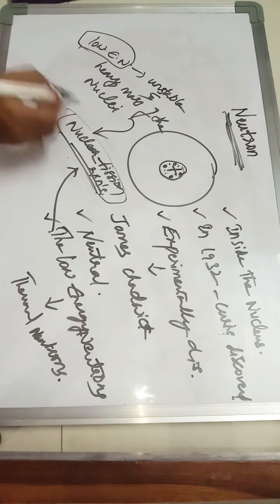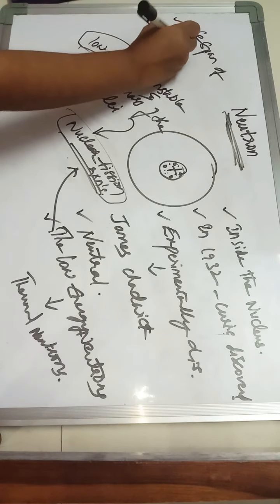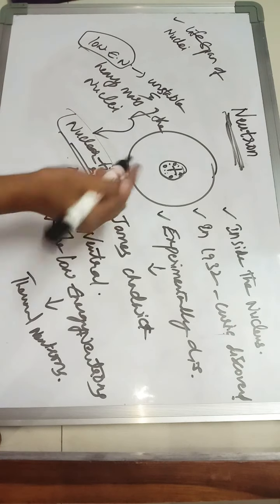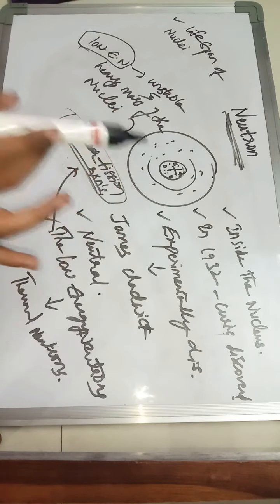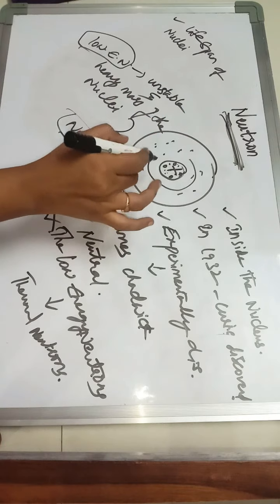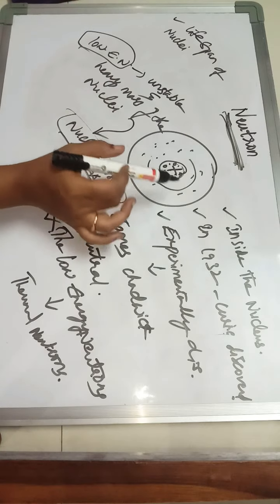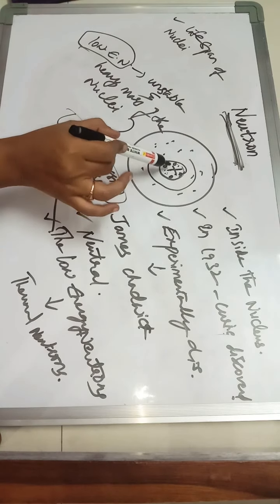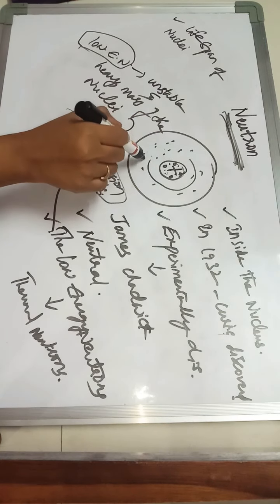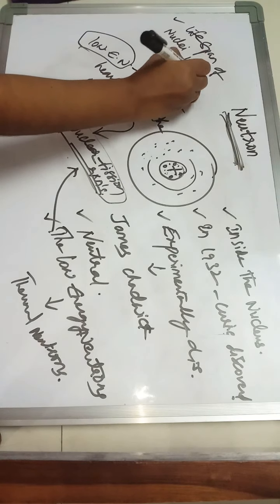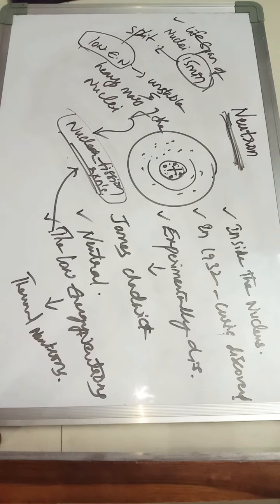The lifespan of a neutron outside the nucleus: the neutron is always present inside the nucleus along with protons in a neutral state. If it is outside, then its lifespan is only 15 minutes. After that it will split into particles.